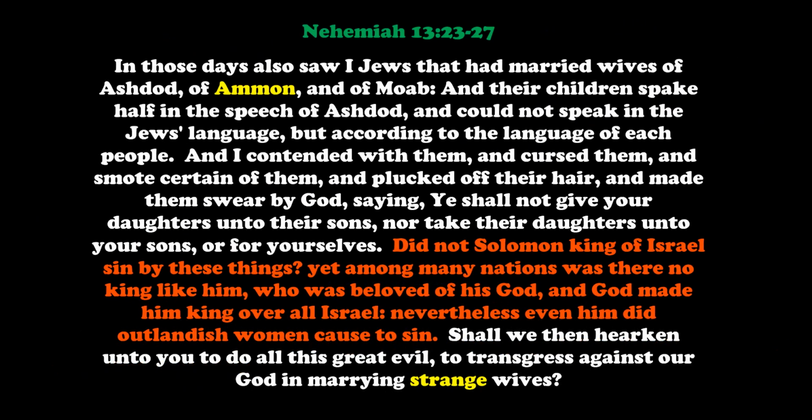Nehemiah says, "In those days also I saw Jews that had married wives of Ashdod, of Ammon and Moab." These are the same pagan people that God told the Israelites not to marry hundreds of years previously. And Nehemiah said, "Their children spake half in the speech of Ashdod, and could not speak in the Jews' language, but according to the language of each people."